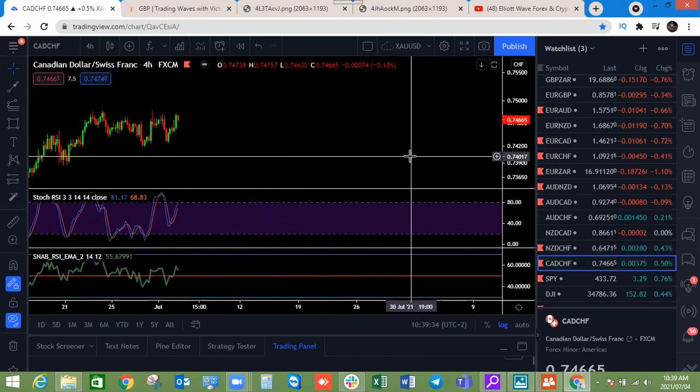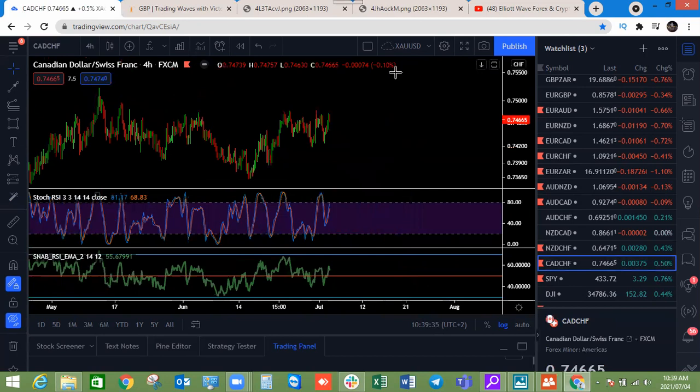Right, so CADJPY, will it push to the upside, or where are we going to get these back around this level? If it does make that structure, that means we've got 3 down, 3 up, and 3 down, and we get a nice entry around this level for more upside.